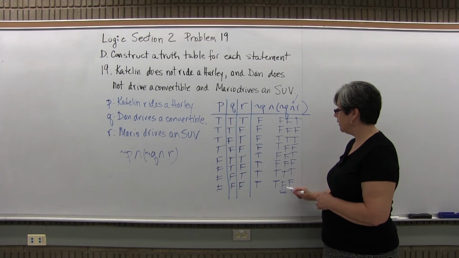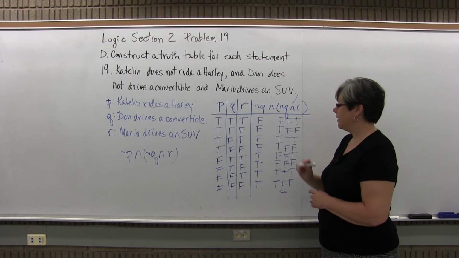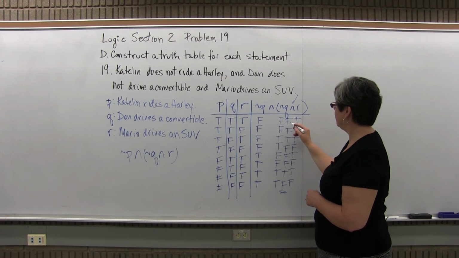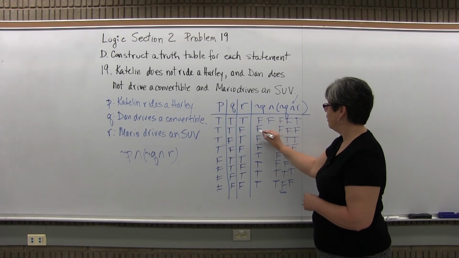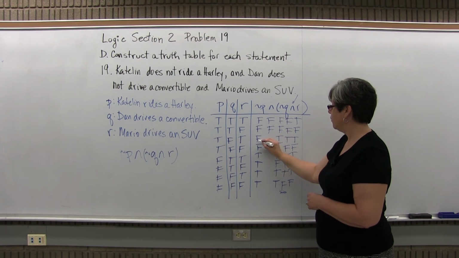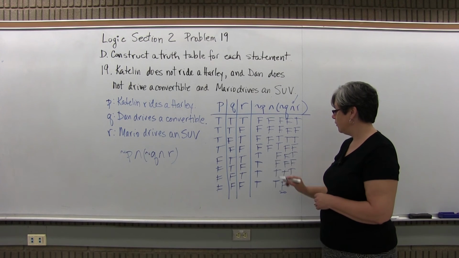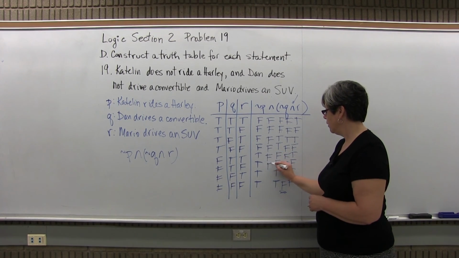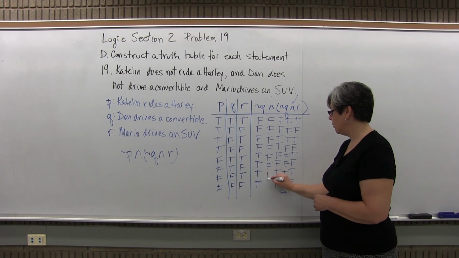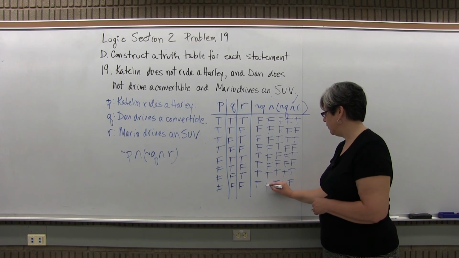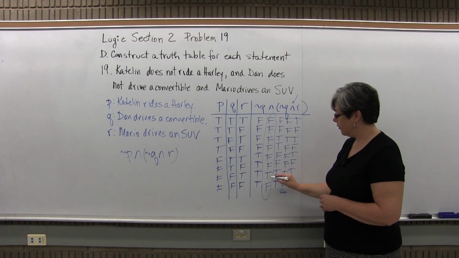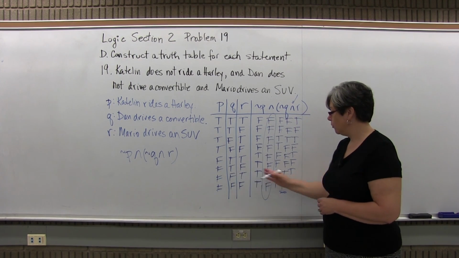Our final column, the and column, will be bringing together the negation of P and the column that we just completed. And again, it's with an and, so we're looking for two trues in order to be true. False and false will be false, false and false, false, false and true, false, false and false, false, true and false, false, true and false, false, true and true will be true, true and false will be false. So our final conclusion is all false except for the second from the bottom, which will be true.